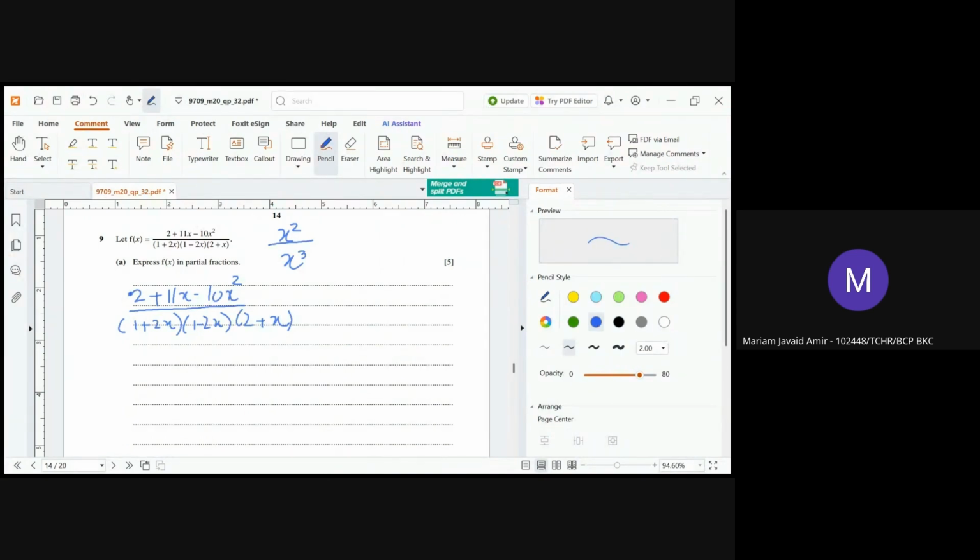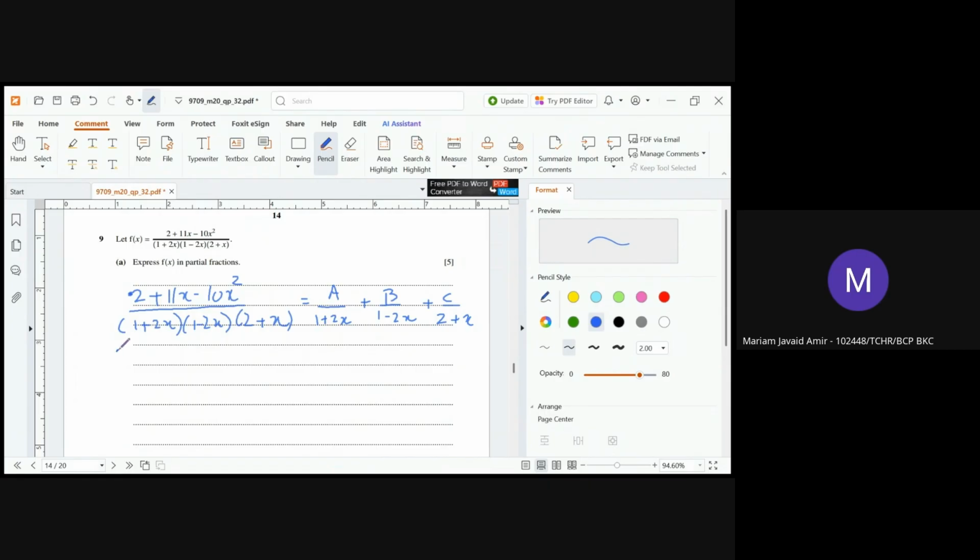If these degrees are equal, like if the numerator was also x³, or if the degree of the numerator is bigger, then there's a need to do long division. This is not that case. This is the simple case where we'll equate this to a over 1 plus 2x plus b over 1 minus 2x plus c over 2 plus x. Now we're going to take the LCM on the right hand side and then cancel the denominators on both sides.